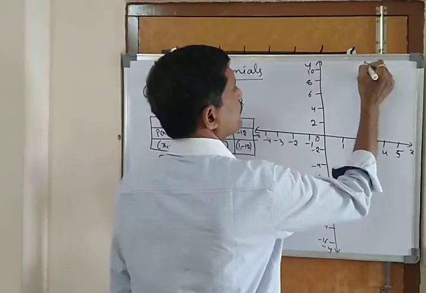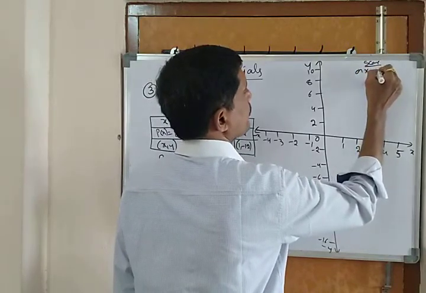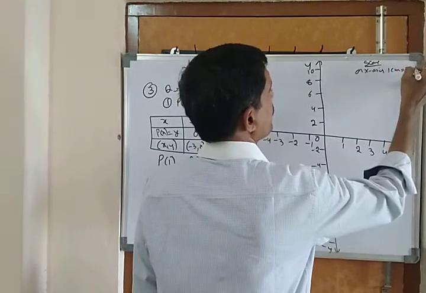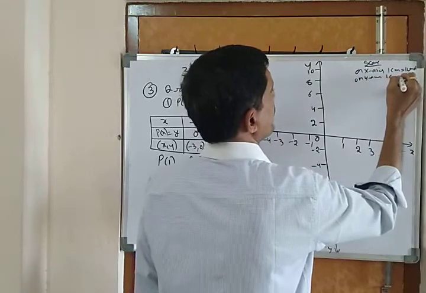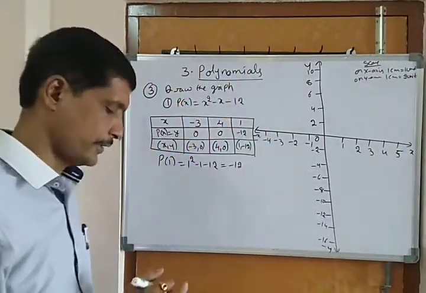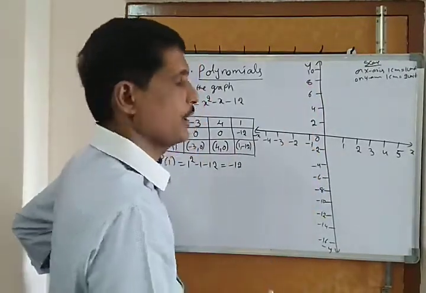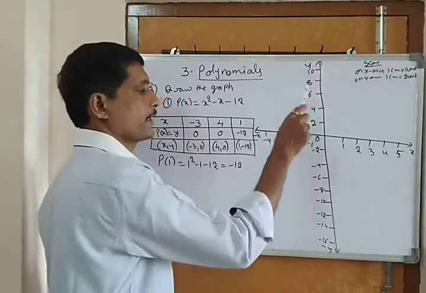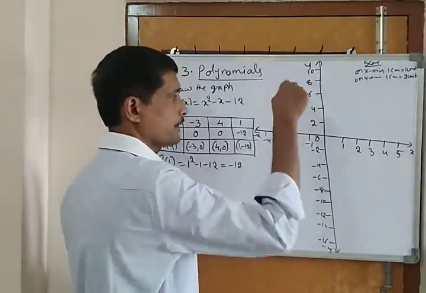Here write the scale: on the x axis 1 centimeter equal to 1 unit, on the y axis 1 centimeter equal to 2 units. That's it, this is the graph. First the horizontal line is the x axis, the vertical line is the y axis. The point of intersection of the x and y axis is the origin. Next write the scale, on the x axis 1, 1, 1, 1, and on the y axis 2, 2.